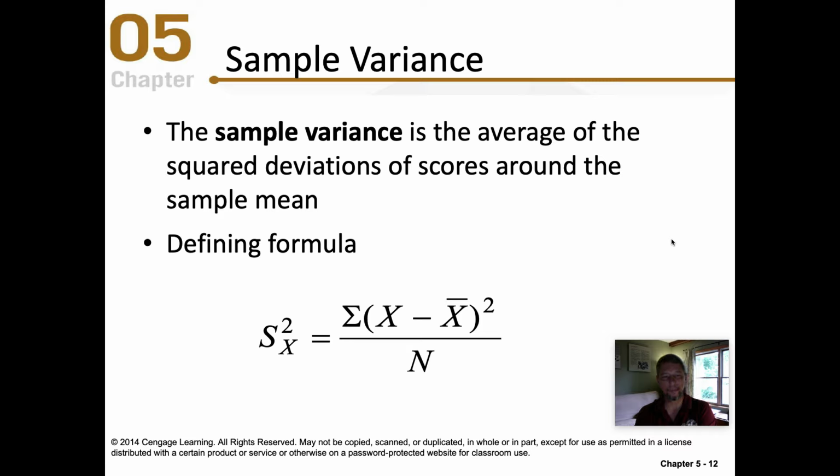Okay? The formula is S squared equals the sum of the difference between each data point and the mean squared divided by the number of data points in the sample. Okay, so sigma parentheses x minus x bar squared all over n. Okay, and so this is the formula for the variance. And we'll do some sample calculations of this in either video 2 or 3, depending on how this all works itself out. All right, but that's the formula.